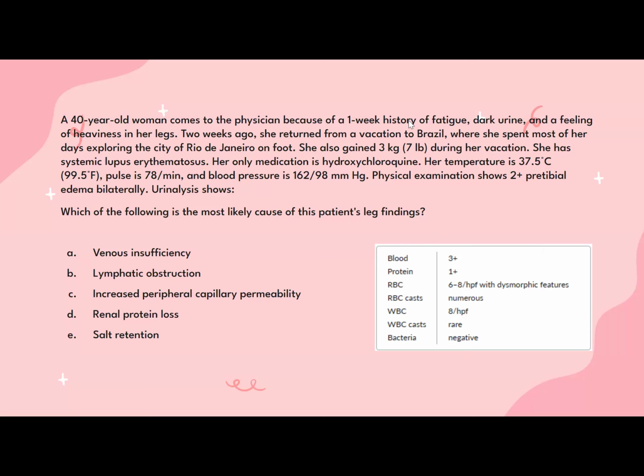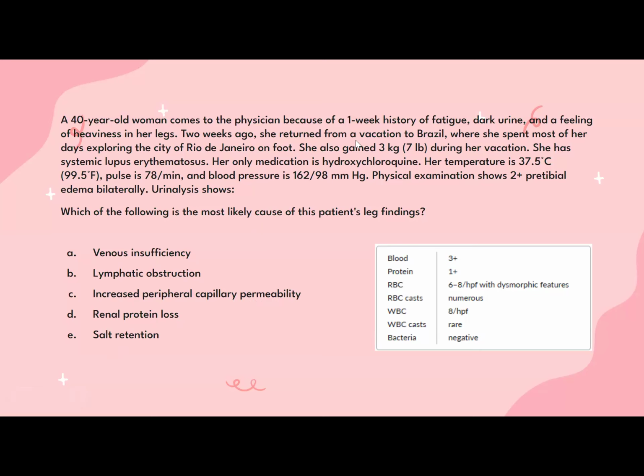So why do you think that there is edema in this patient? What do you think causes edema? Why do you think there's edema in a patient with nephritic syndrome? Renal protein loss wouldn't be right because that's mostly nephrotic, right? Venous insufficiency, lymphatic obstruction, increased capillary permeability. There's nothing that points towards these.